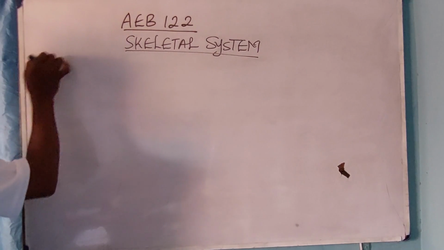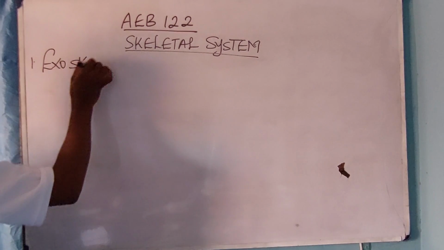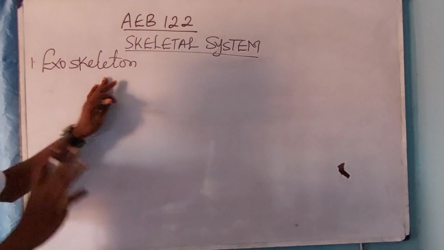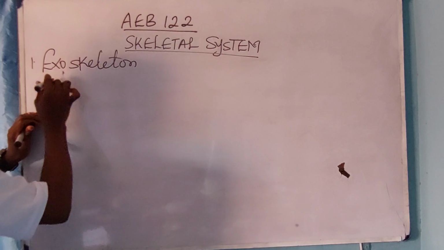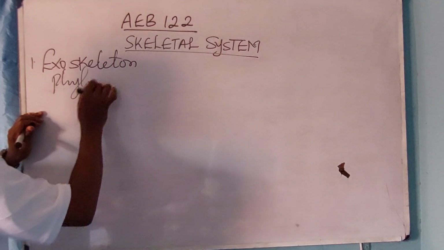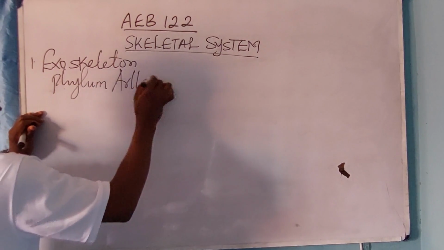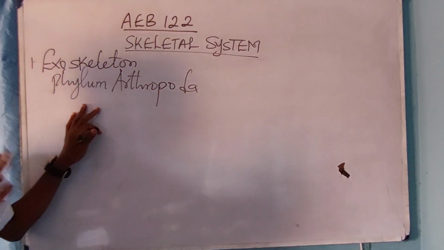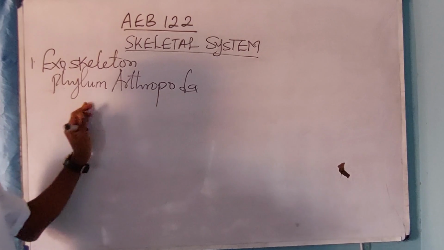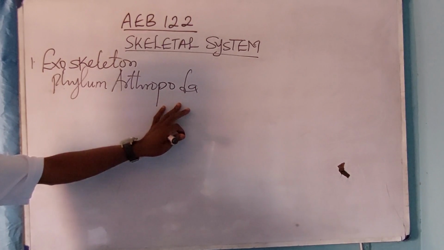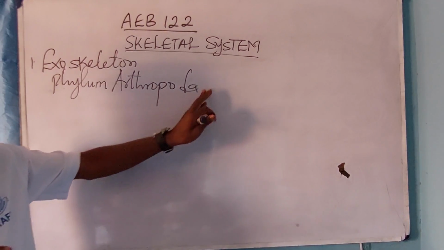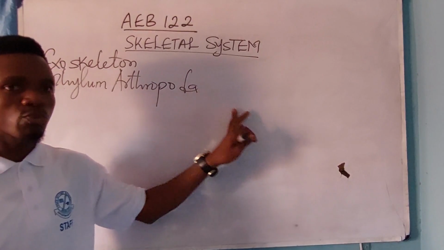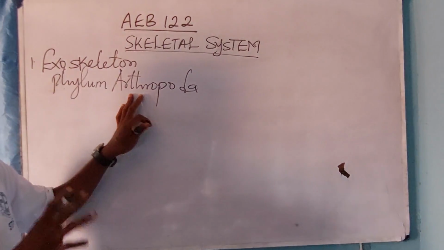Now we have different types of skeleton. We have the exoskeleton. The exoskeleton is a characteristic feature of Phylum Arthropoda. Phylum Arthropoda is made up of insects. We have class Insecta, class Crustacea, class Arachnida, and class Myriapoda.